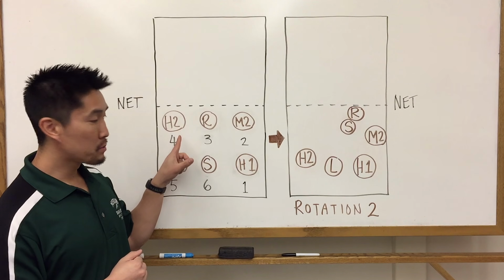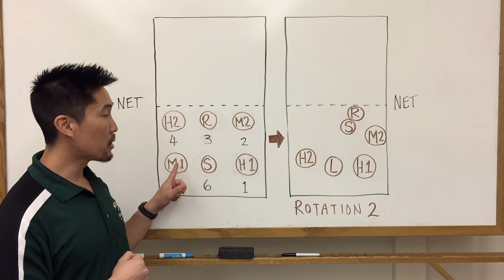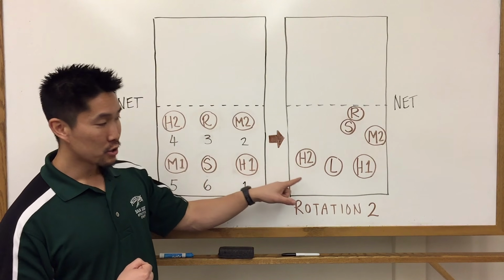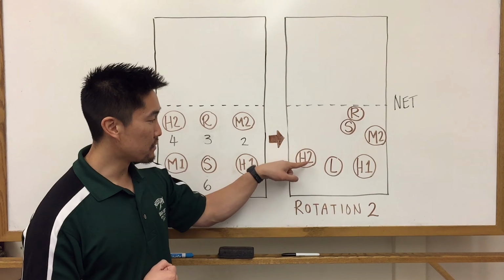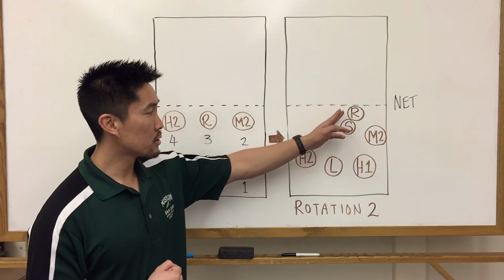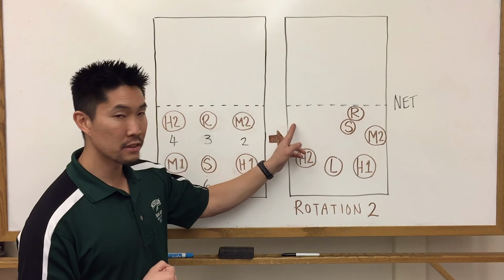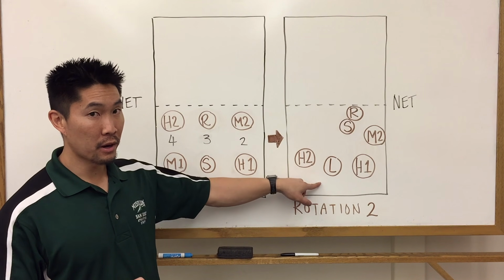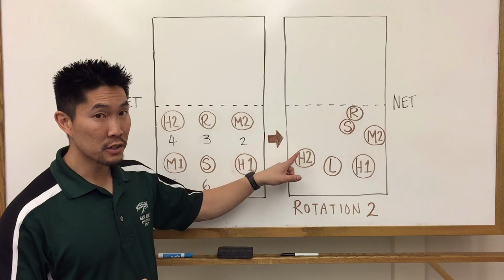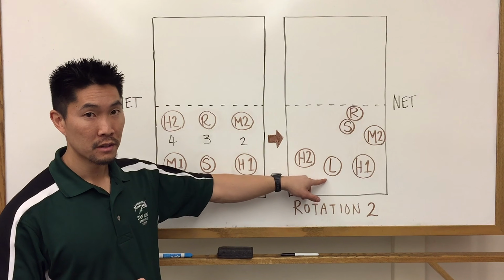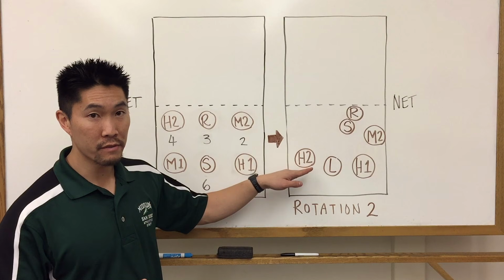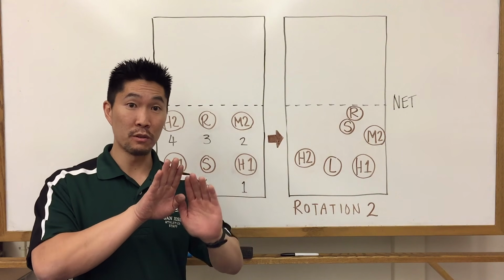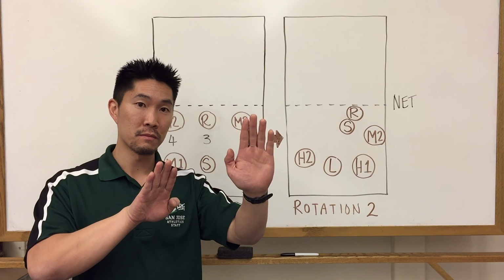The H2 must be in front of the M1 or the libero, and also in between the right side attacker and the sideline. So here you'll see that the H2 is in front of the libero, and also to the right of the right side hitter and the sideline. In order for the H2 not to overlap with the libero, the H2 must have 1 foot in front of the libero. So they cannot be parallel, and the H2 obviously cannot be behind. They must be in front by 1 foot, as in a physical foot in front of the libero.